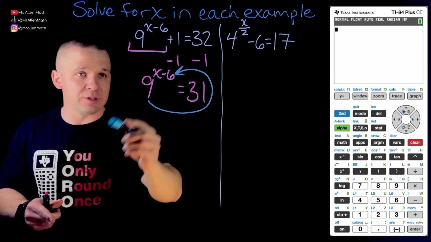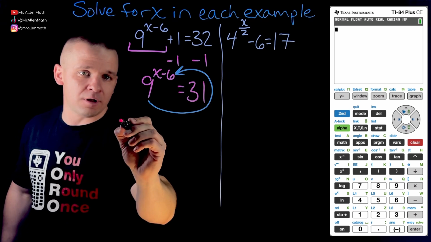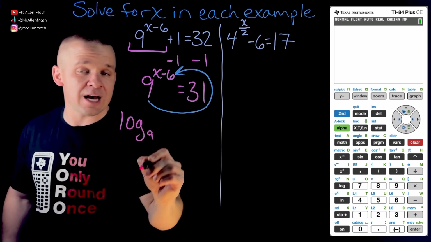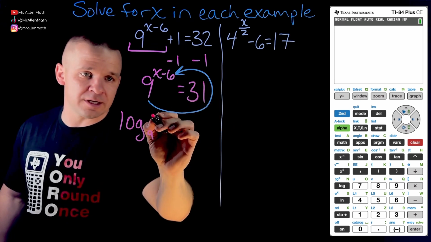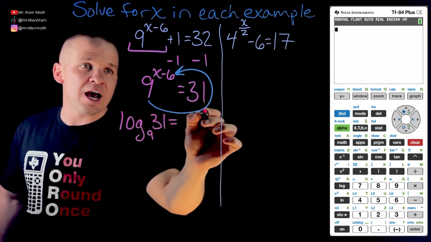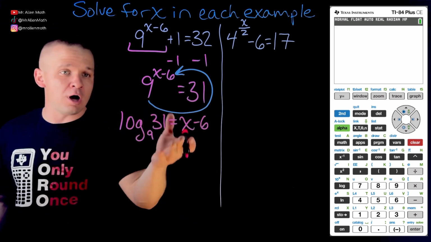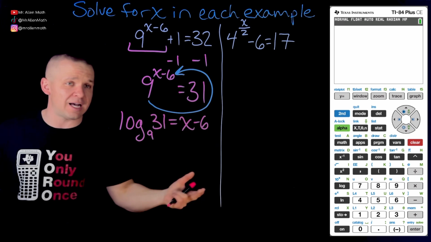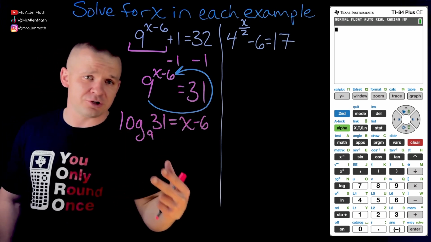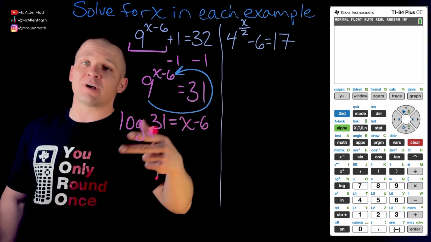Let me explain what this whole loop means right here. I'm going to start with my base and my log, so I'll have log base 9. The first number that I passed by was the 31, so that is the argument of my log. And then I land on my exponent, which is x minus 6. Logs equal exponents, so we use logs to solve for exponents.